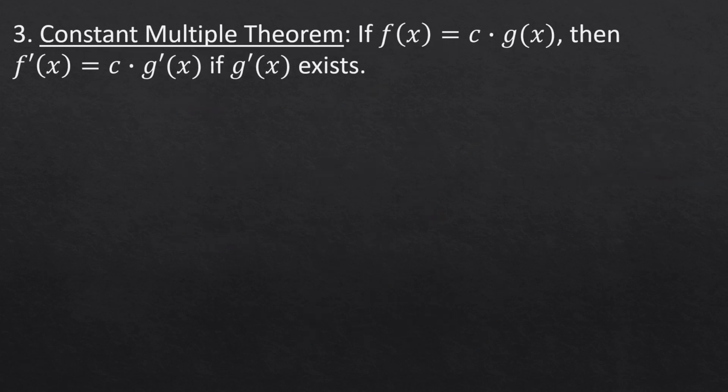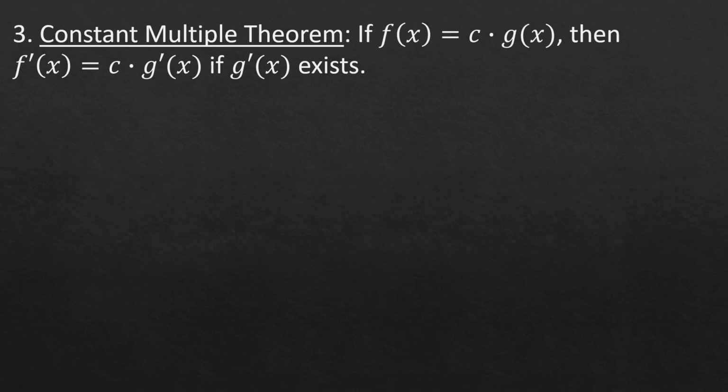The next rule is the constant multiple theorem. So if f of x is equal to c times the function g of x, then its derivative will be f prime of x is equal to c multiplied to the derivative of g, if and only if g prime of x exists. Now, how do we understand this one?